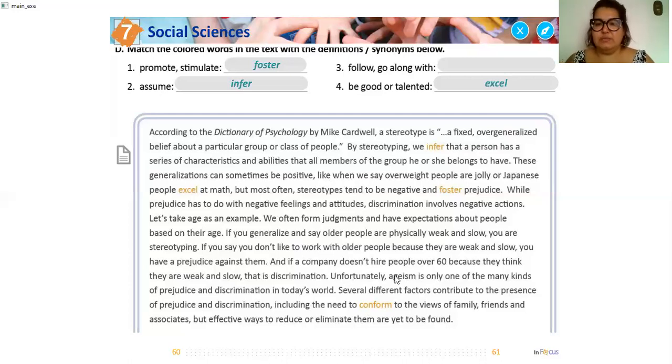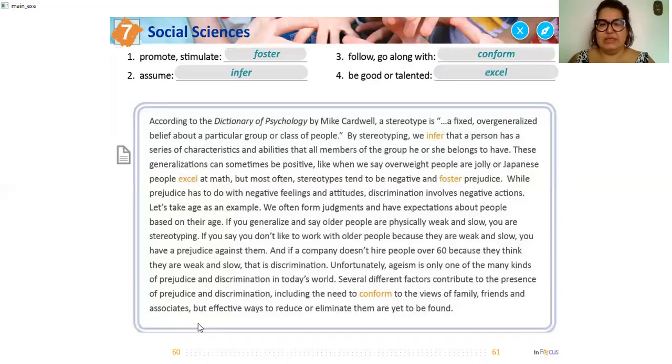Unfortunately, ageism, that is this discrimination and prejudice against older people, is only one of the many kinds of prejudice and discrimination in today's world. Several different factors contribute to the presence of prejudice and discrimination, including the need to conform. To conform is to follow or go along to the views of family, friends, and associates. But effective ways to reduce or eliminate them are yet to be found.